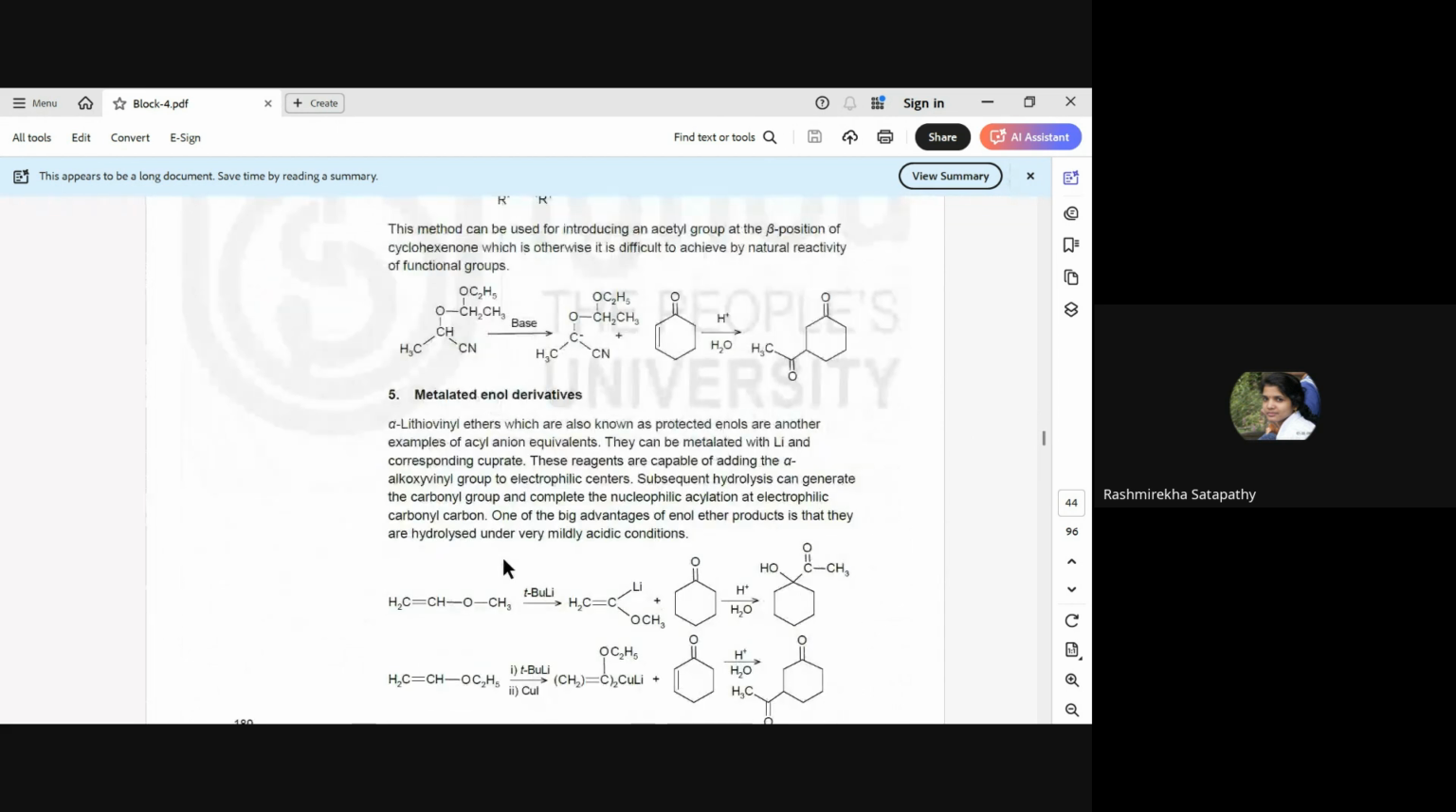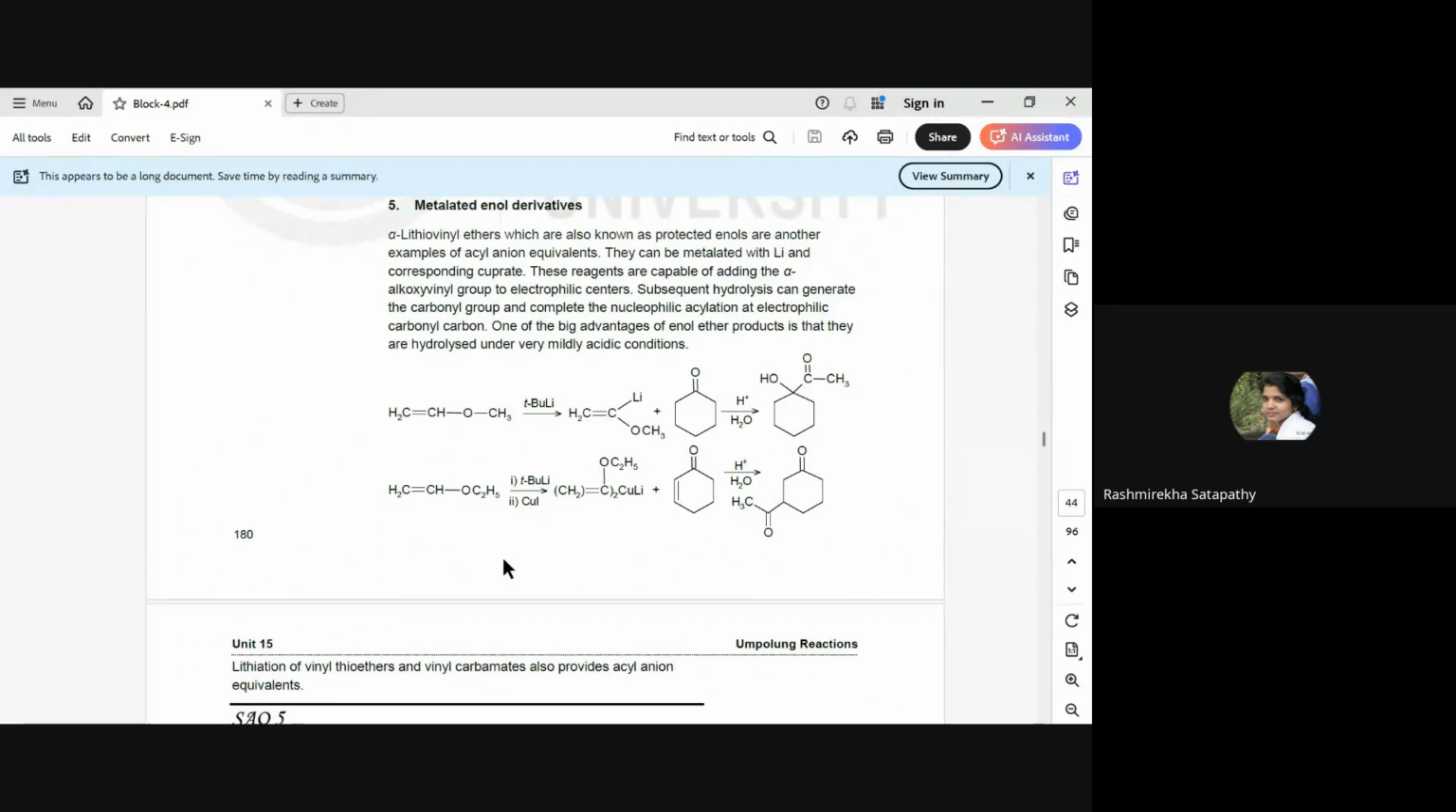Then methylated enol derivatives. When this methoxy group, OMe, is on a CH2 double bond CHOMe, in the presence of tert-butyl lithium.